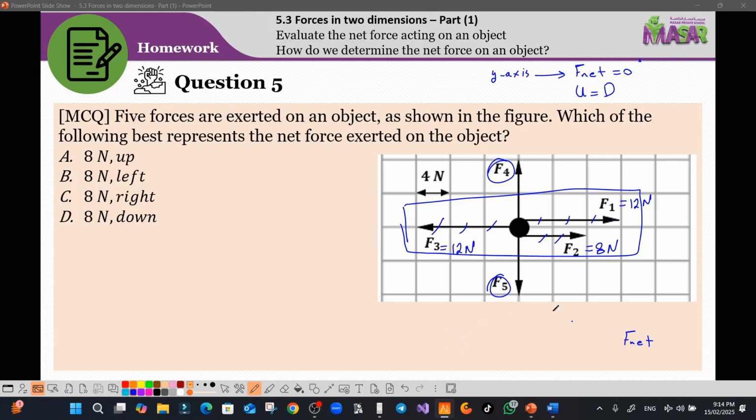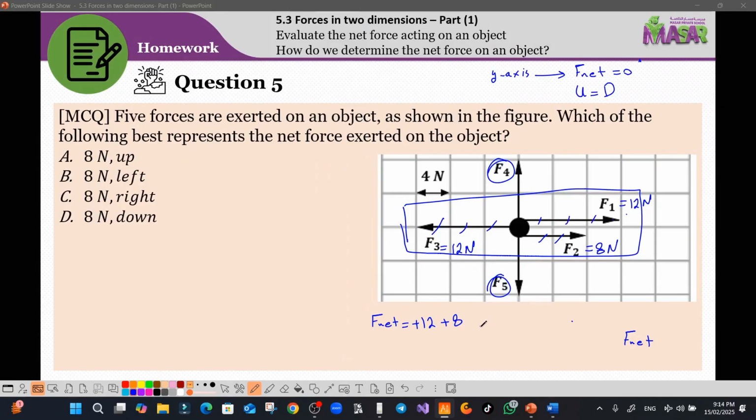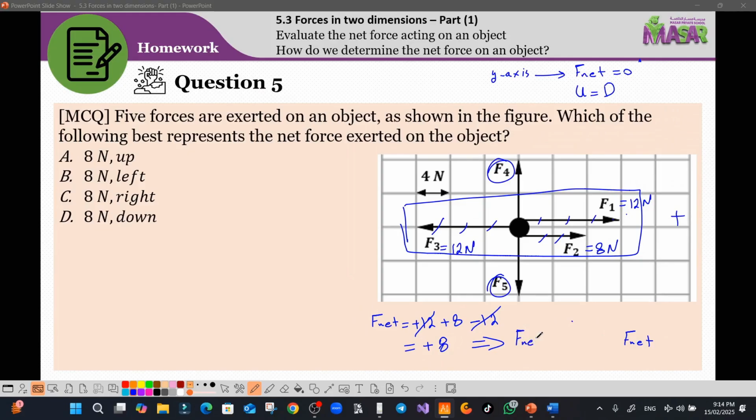Now, for the F net, we can just write 12 to the right and 8 to the right. So 12 plus 8. And since the only force acting on the left-hand side is this force, we will write it as minus 12. Now 12 with the minus 12 cancelled out, and what is left is 8. But since we are talking about horizontal force, we know that the right will be plus. And since here we have a plus, the direction is right. So F net is 8 Newton, right. This is why the correct answer is what? C.